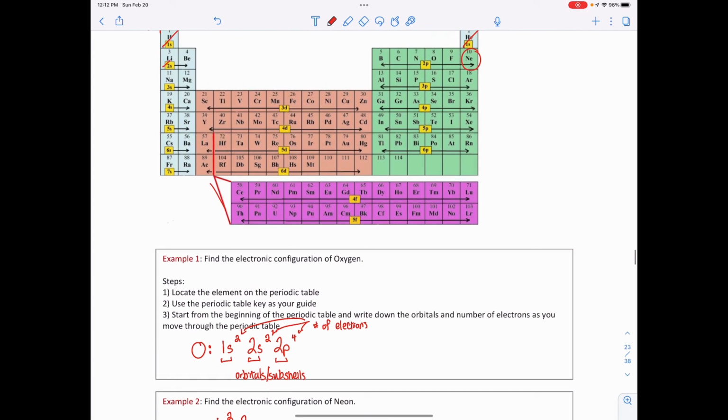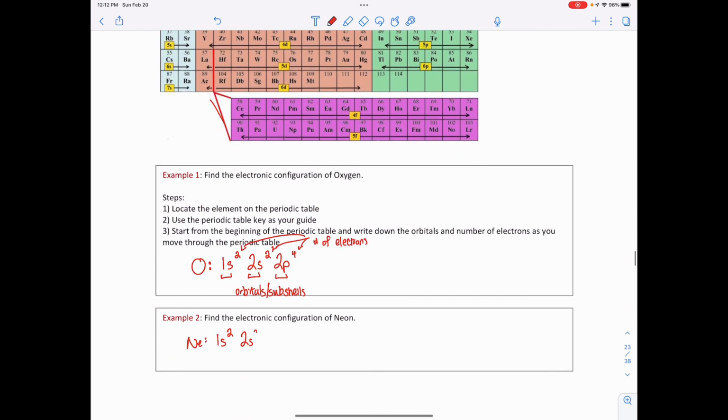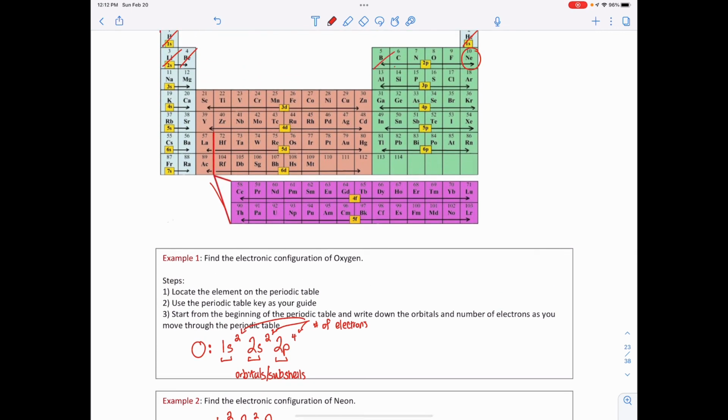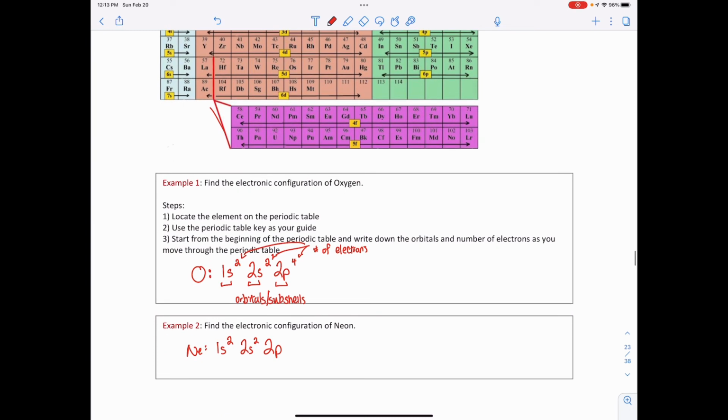So I'm going to cross out these ones, so that's 2s2. Then I have 2p, and to get to Ne, I'm going to cross out 1, 2, 3, 4, 5, 6. I'm crossing out all 6, so 2p6. Double check: I have 2 plus 2 plus 6, that's 10 electrons, which matches that of neon.